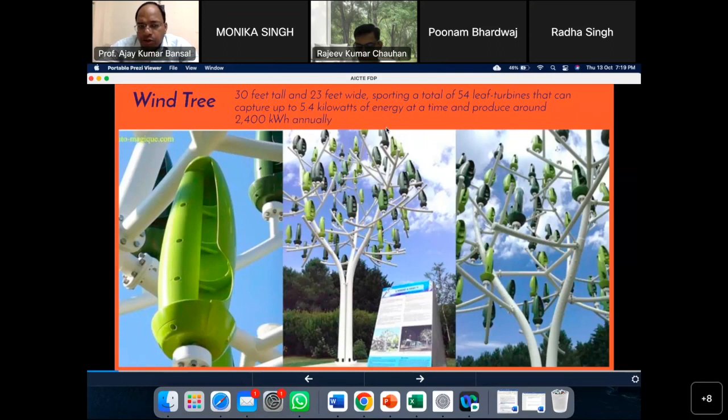and it can produce around 2400 kilowatt hours annually with the help of these wind turbines. These trees can also be used for beautification of the land, and they will not look bad from the point of view. So these trees can be installed anywhere without requiring much space.